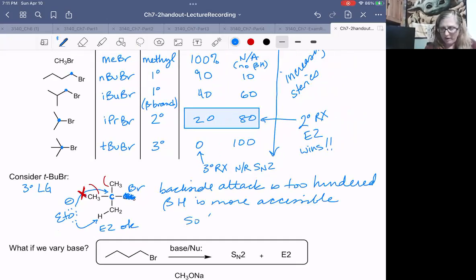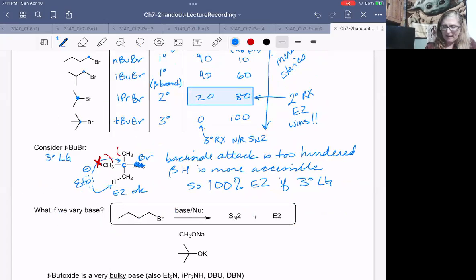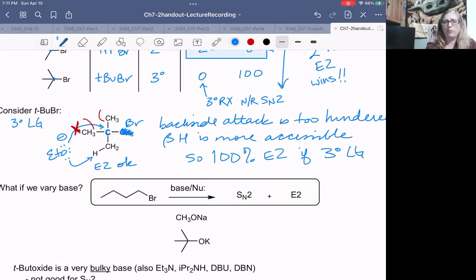Okay, so we get 100% E2 if we have a tertiary leaving group. Okay, what else could we do? What if we varied the base that was coming in? Would that have an impact on the E2 versus SN2?